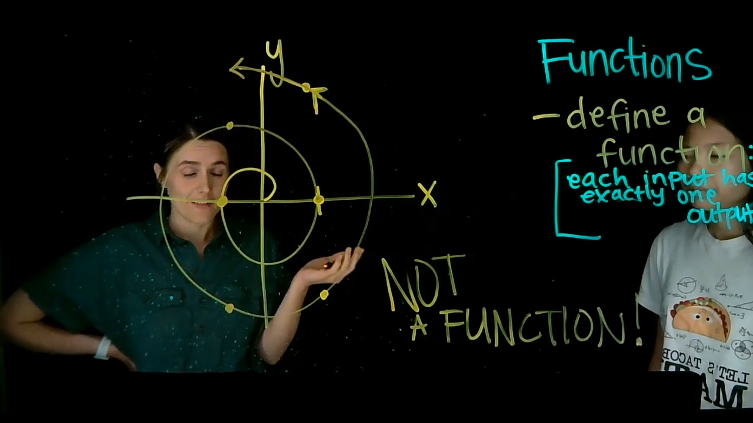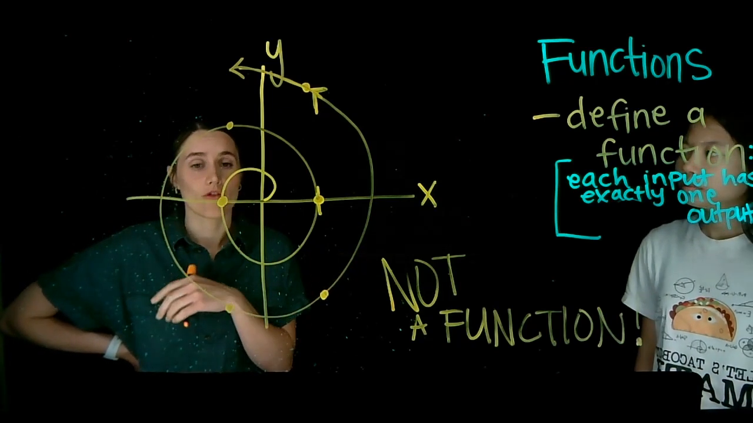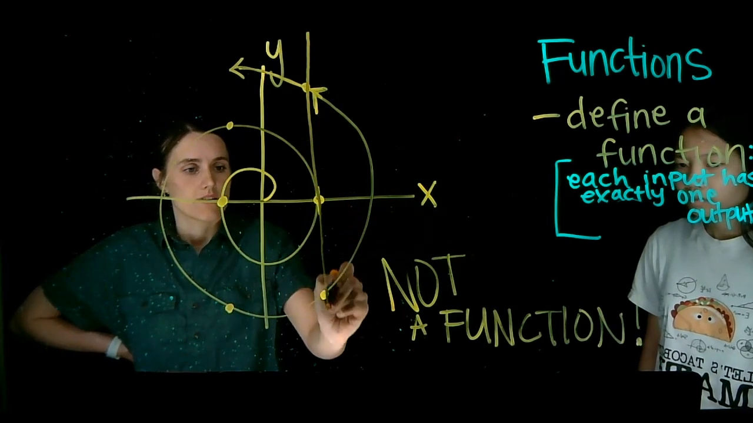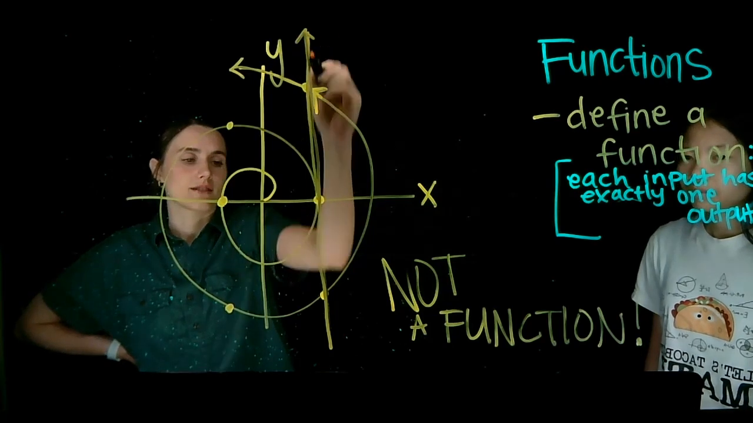And so one way that you guys can tell if a graph is a function or not is called the vertical line test. So if you can draw a vertical line down your graph and it hits more than 1 point, you know that it's not a function.